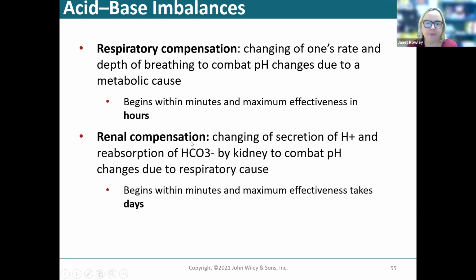Renal compensation is changing the secretion of H+ and the reabsorption of HCO3- by the kidney to combat the pH changes due to some sort of respiratory cause. This begins within minutes and its maximum effectiveness takes days.